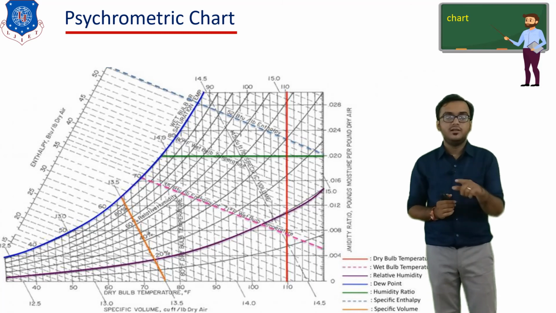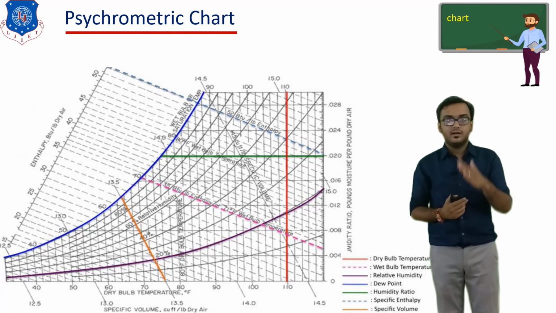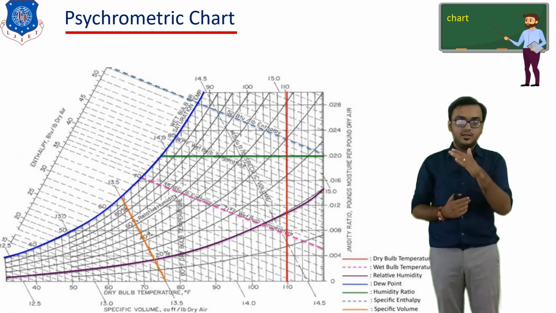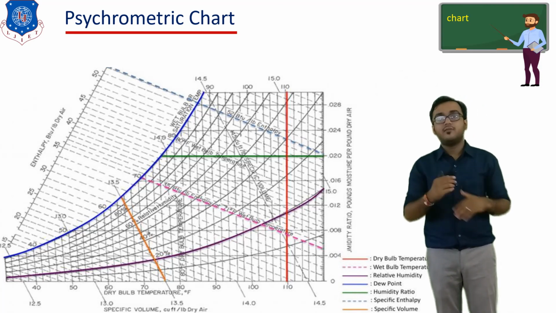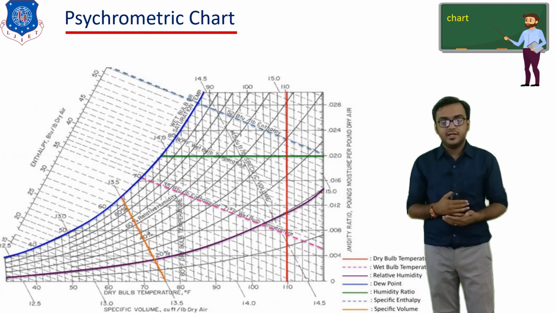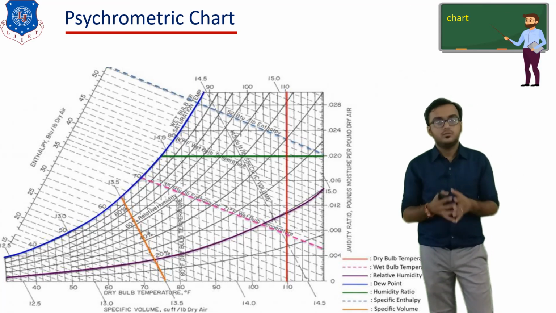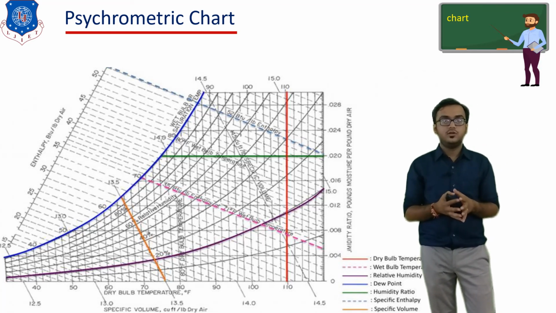For example, red color line indicates the dry bulb temperature line. Then after, relative humidity line is indicated by the black color line. Okay, then after specific humidity or humidity ratio line are indicated by the green color line. Okay, likewise you can decode the psychrometric graph. So it is all about the psychrometric chart.